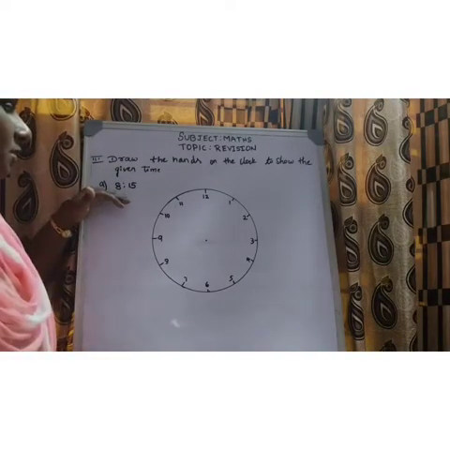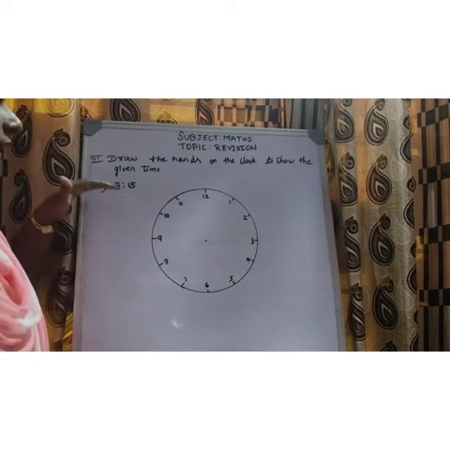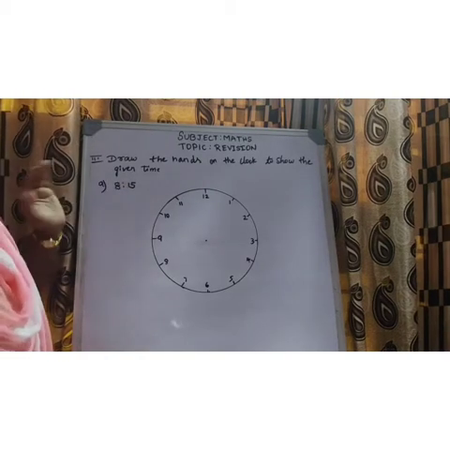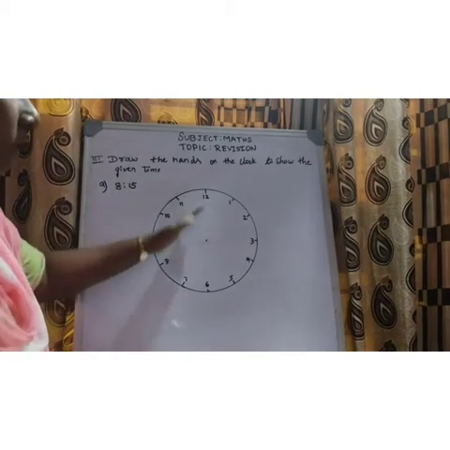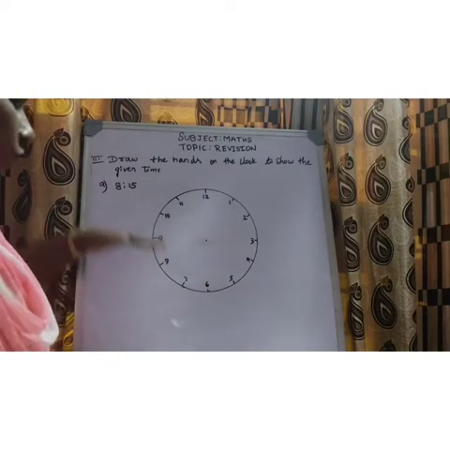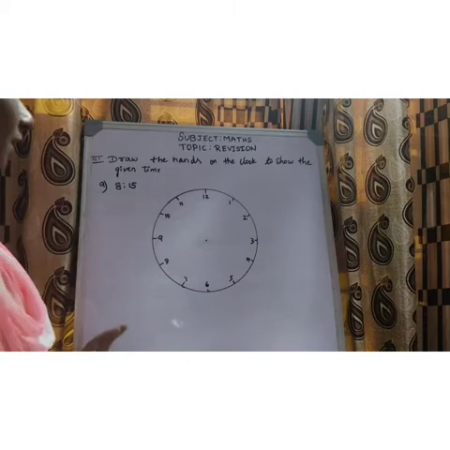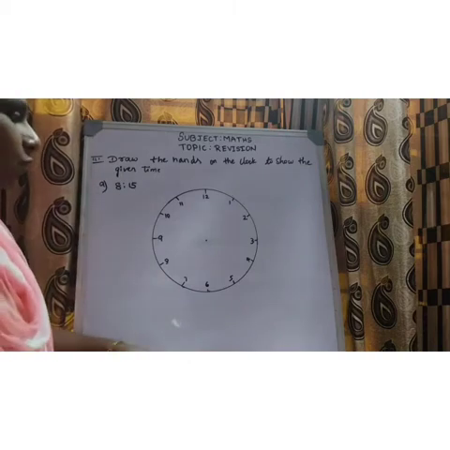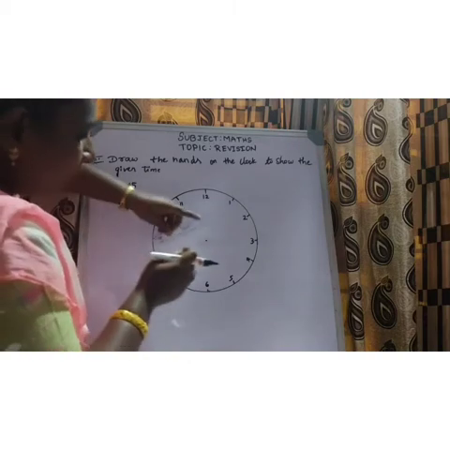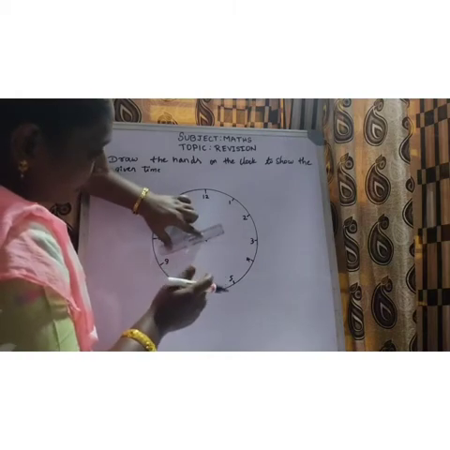Draw the hands on the clock to show the given time. So the time here is 8:15. Okay, 8 hours and 15 minutes. So you have to draw the hands. You should not write them. So there is a time given. You have to draw the hands according to the given time. So 8:15 means where should the hour hand come? It should be at 8.